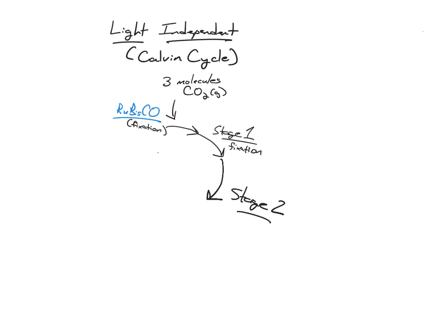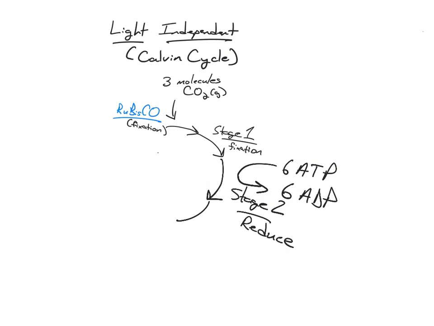Or rather, to fix it, I'm sorry, I'm skipping a step. In order to fix it, to finish fixing it, it needs ATP. It actually needs 6 ATPs for these 3, 2 apiece. And you produce 6 ADP. And then in stage 2, you're going to reduce it. Reduction means you're adding electrons to it.